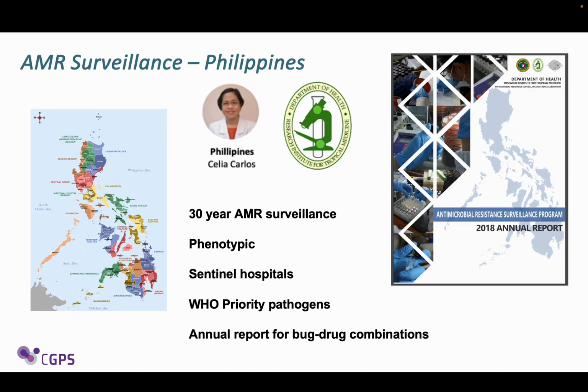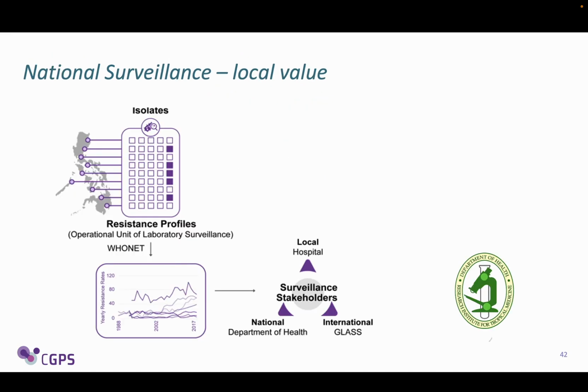So I'll touch a little bit upon one of the locations and the situation in the Philippines. So in the Philippines, they have a long-standing 30-year AMR surveillance program focused on phenotypic information from sentinel hospitals and WHO priority pathogens. And what they do is on an annual basis, they report on bug-drug combinations and rates of resistance across the country. And that's done through a series of sentinel sites. So there are sentinel hospitals around the country who have standard processes for phenotyping samples that come from patients. And this is the kind of information that comes out.